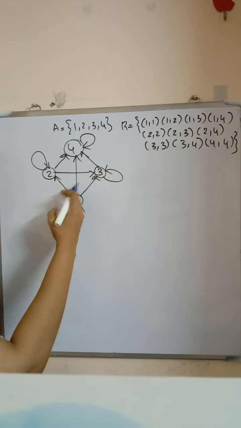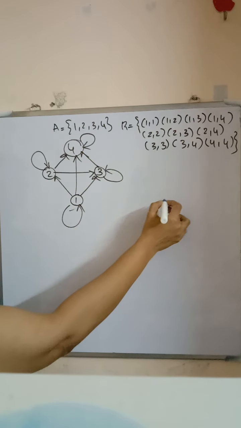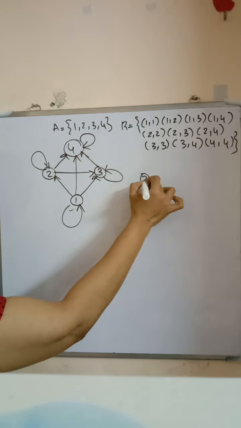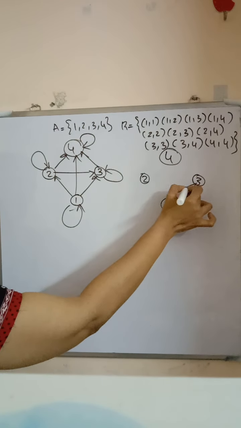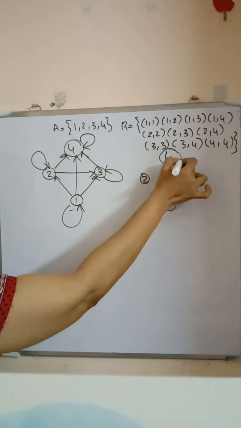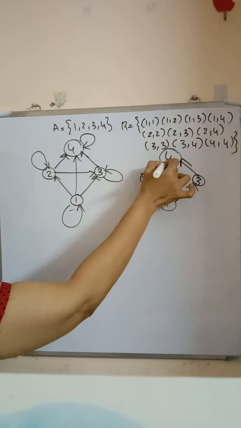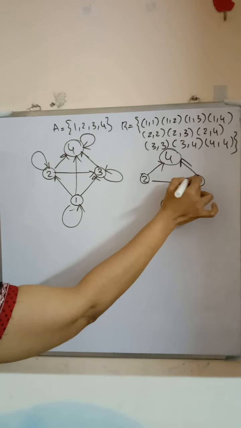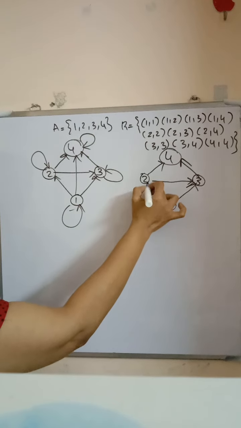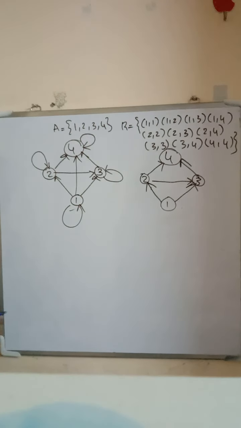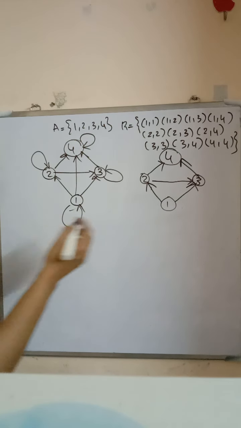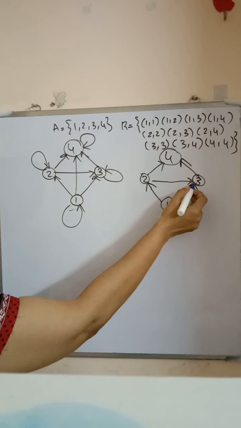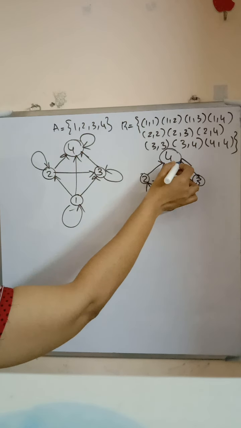First we delete the loops from this graph. We get 1, 2, 3, 4, and 1 related to 2. This graph obtained after deleting the loops from the first digraph. Okay. Here also 1 related to 3 and 3 related to 4.